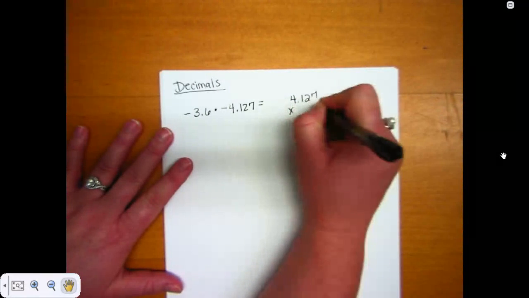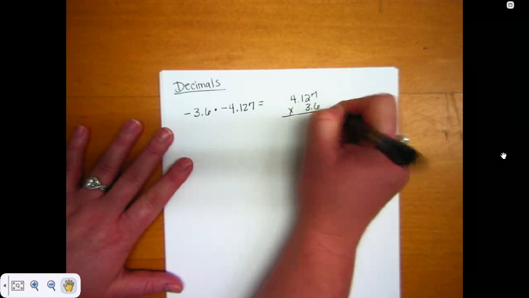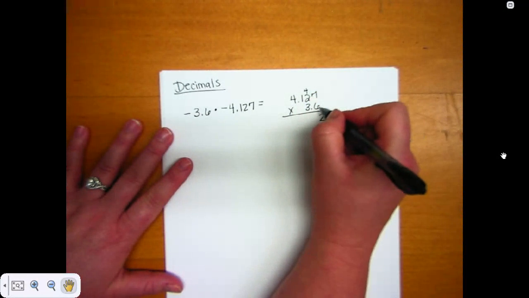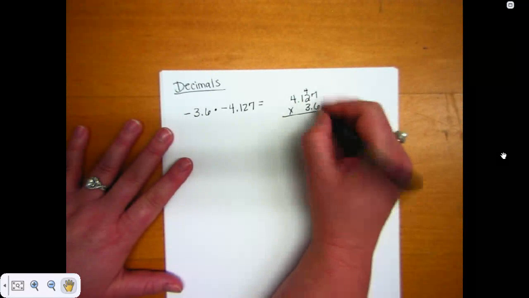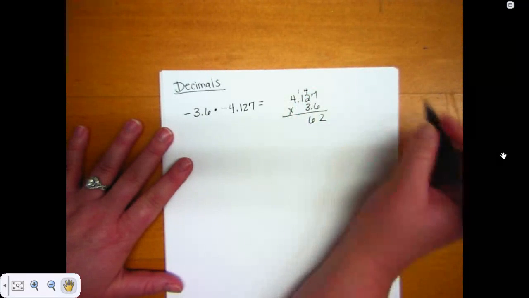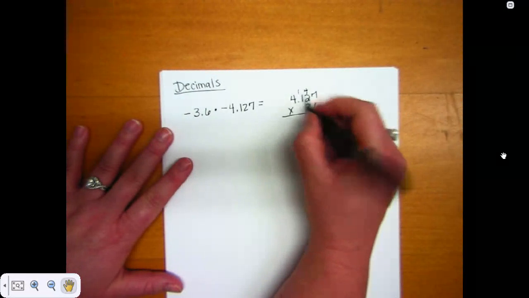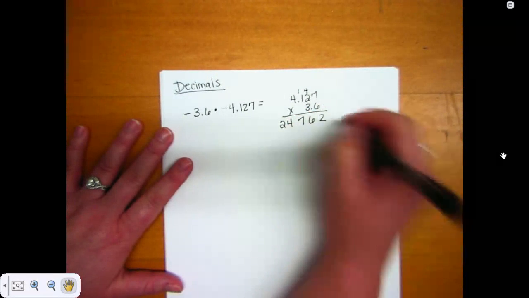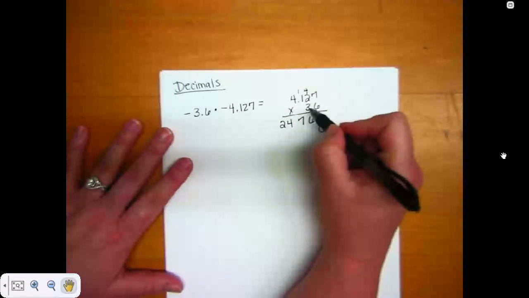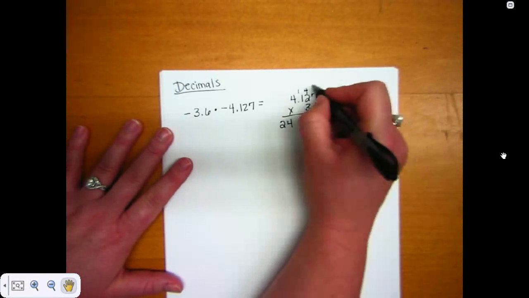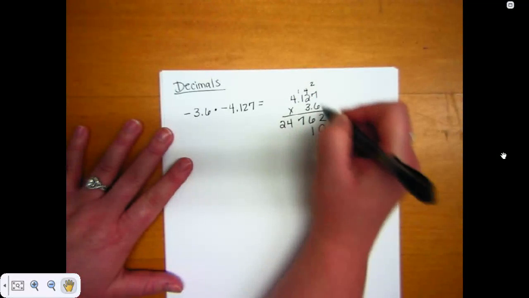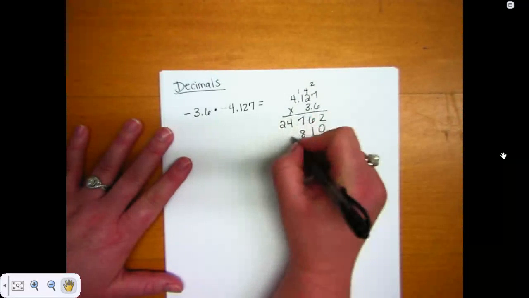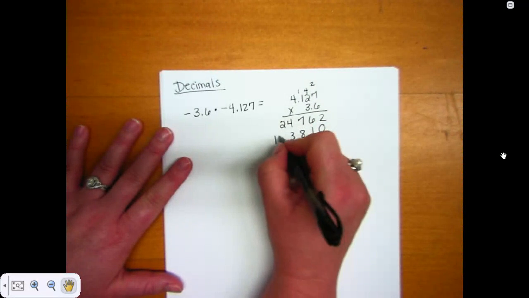4.127 times 3.6. 6 times 7 is 42. Carry your 4. 6 times 2 is 12. 12 plus 4 is 16. Carry your 1. 6 times 1 is 6. 6 plus 1 is 7. And 6 times 4 is 24. Now I'm going to put a 0 here. 3 times 7 is 21. I carry my 2. 3 times 2 is 6. 6 plus 2 is 8. 3 times 1 is 3, and 3 times 4 is 12.